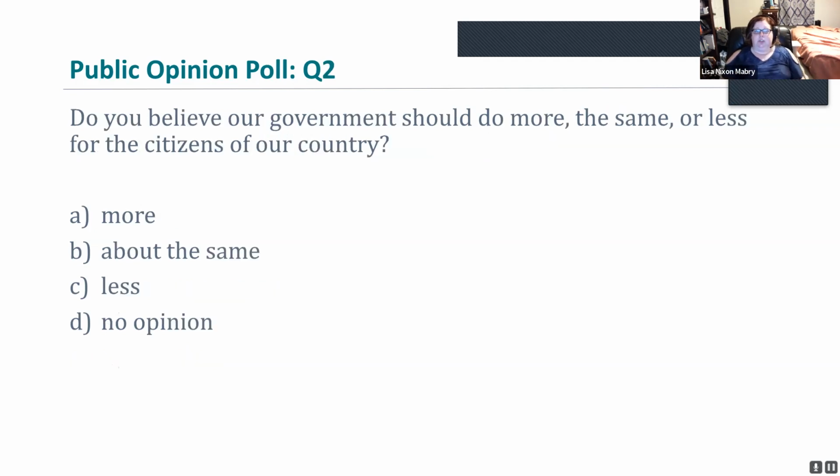Poll opinion number 2. Do you believe our government should do more, the same, or less for the citizens of our country? That is completely subjective and based on your personal political values. Large government, small government, depends on the situation, whatever. And some of you might not know that yet, right? Some of you might not have an idea of what sort of government you're interested in because you don't really know a lot about it. And that's perfectly fine. That's what you're here for.